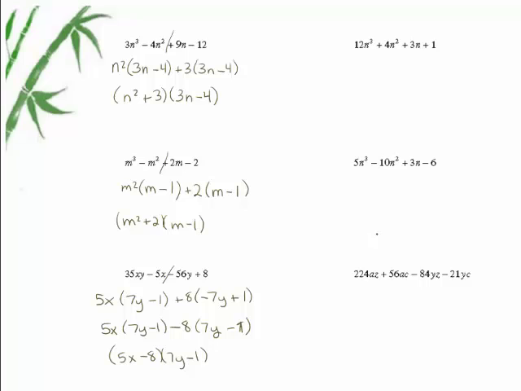Try these three. You're going to have probably a large number here. Check to see, you've got a 21 last, so check to see if 224, 56, and 84 will divide by 7 or 3 to see if you can factor that out. So go ahead and pause the video and try these three, and then when you're finished, unpause the video and we'll check your work to see how you did.